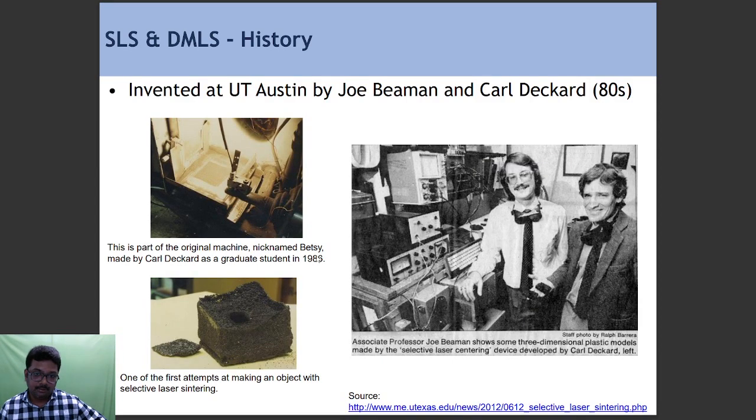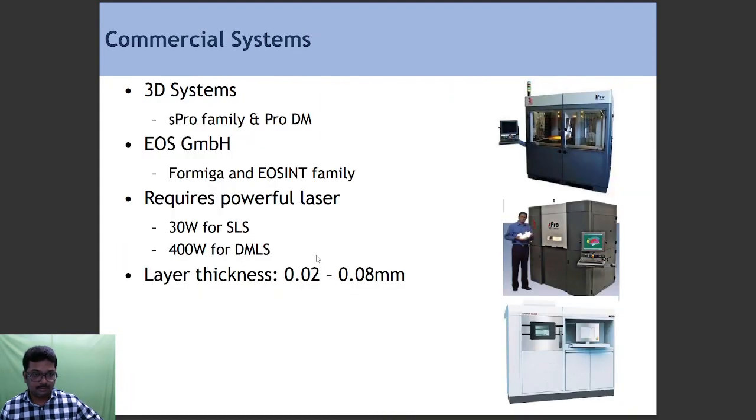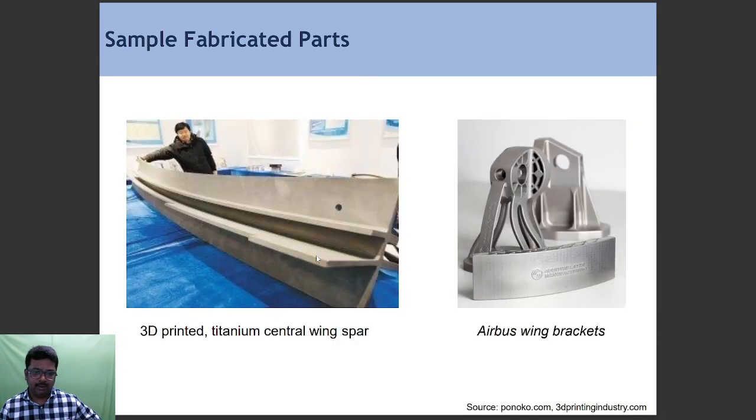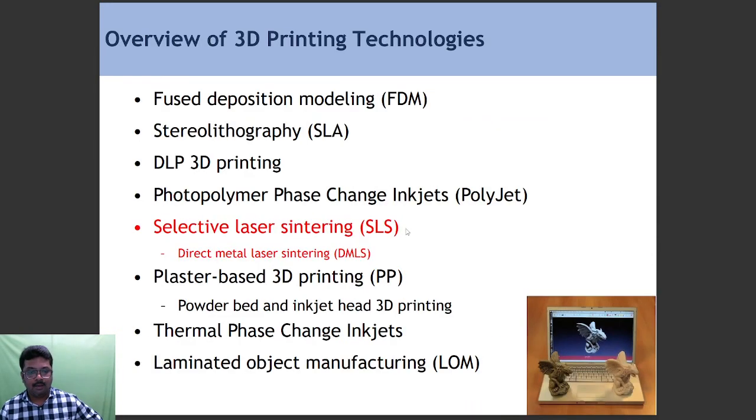This is the SLS machine. It was invented by Joe Beaman and Carl Deckard in the 80s. People manufacture many machine parts using this SLS machine. Commercially it is sold by EOS GmbH. As I already said, we need a powerful laser for producing these components. This is a sample of fabricated parts. We also make some machine parts. You see these Airbus wing brackets, which I explained earlier. Very large, very huge machine parts can also be manufactured through this selective laser sintering process.